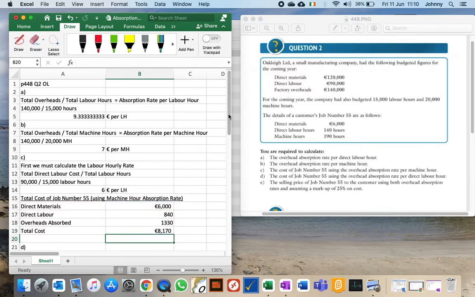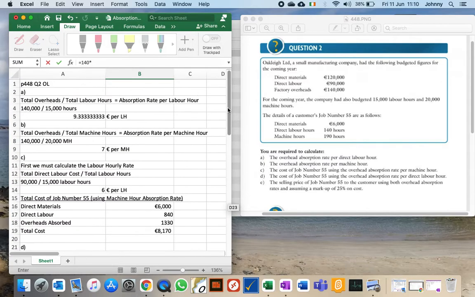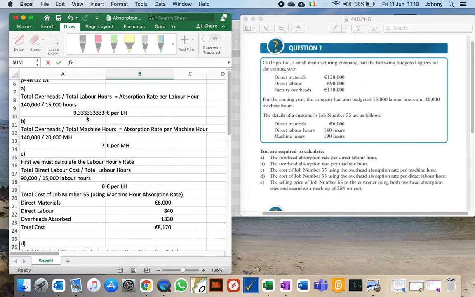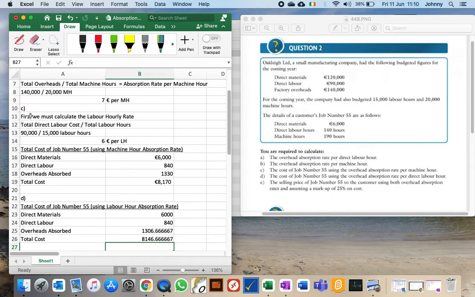So the total cost of doing the job using that rate is 8170. Now, if we use the labour absorption rate, the labour hours involved in this job is 140 hours multiplied by the labour absorption rate, which is 9.33. So the total cost is going to be those three added together. We see we end up with a slight difference in cost depending on how we share out our overheads.